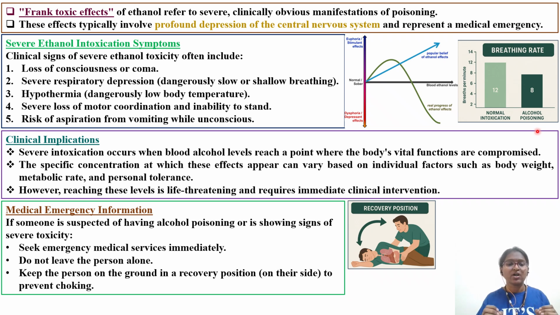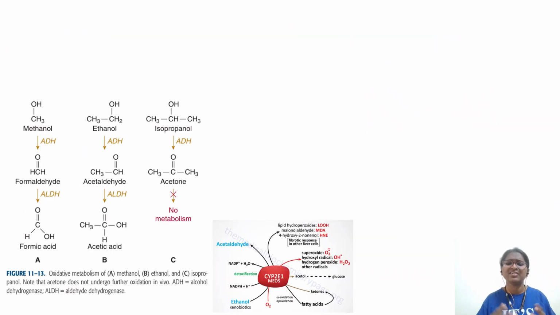Okay, so what you can do is keep the person on the ground in a recovery position on their side. This is what we are saying. Why? We're trying to stop the choking, which is a severe type of effect. Another very important point, which I also keep saying, is do not leave the person alone. Any person who is having poisoning symptoms, whether it is drugs, recreational drugs, or alcohol, don't leave the person.